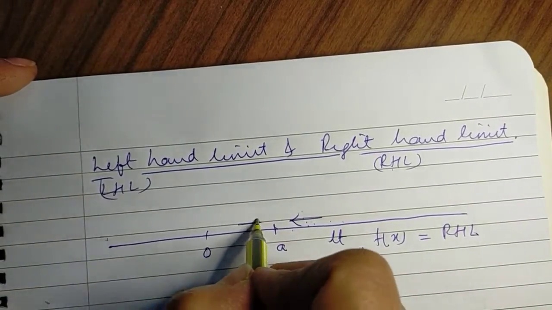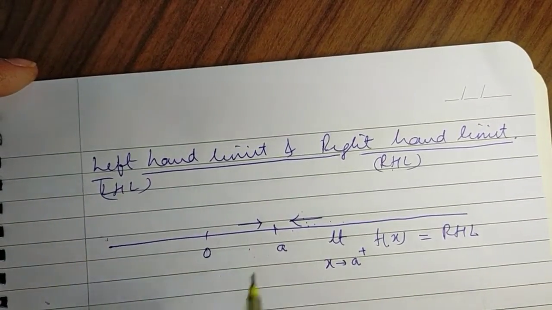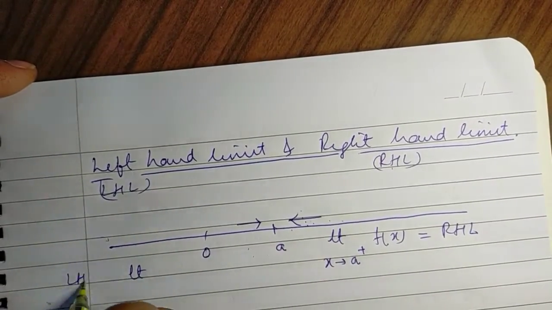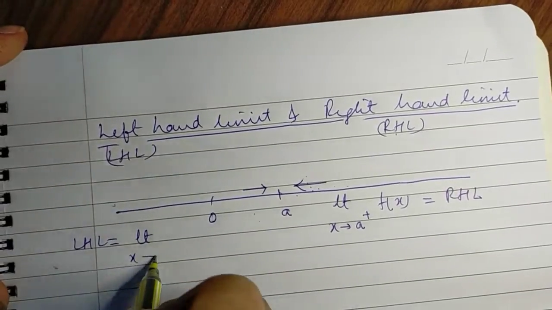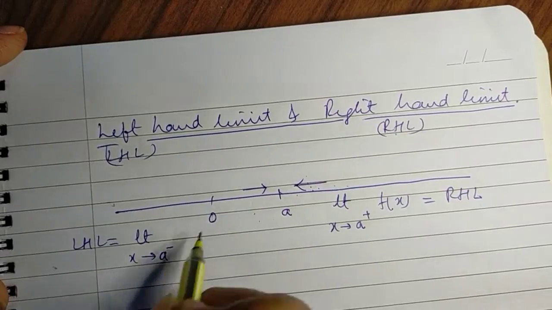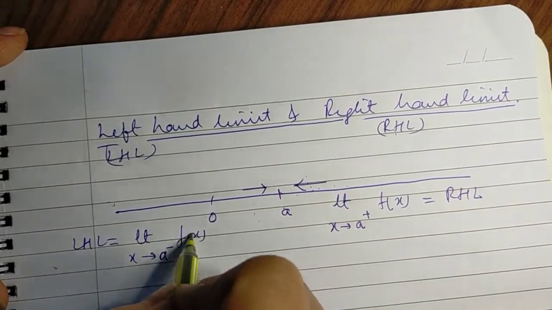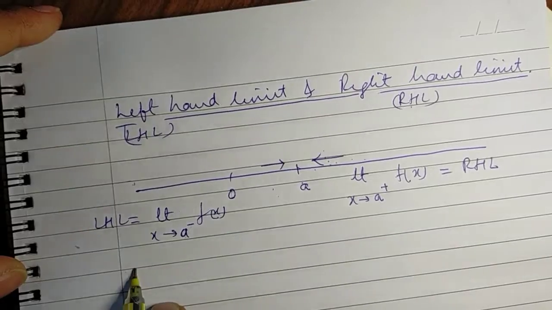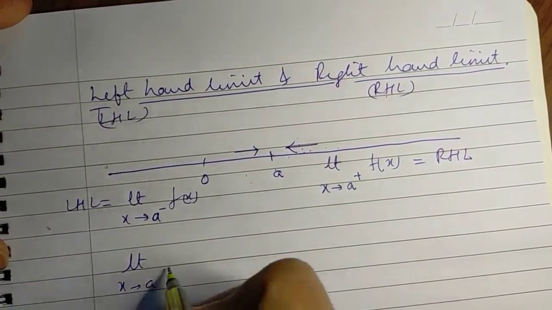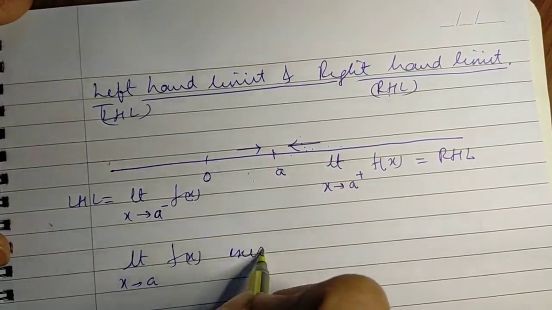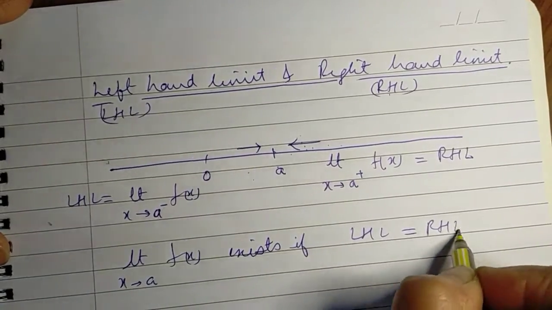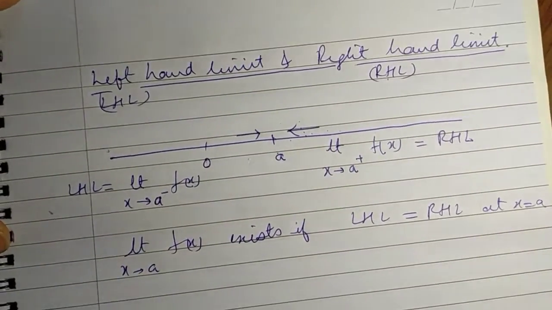If x approaches a from the left, the limit so obtained is called the left hand limit and we write it as x approaches a minus. Minus indicates values less than a, f(x), and this is called the left hand limit. A limit is said to exist, that is limit x tending to a of f(x) exists, if the left hand limit is equal to the right hand limit at x equal to a.